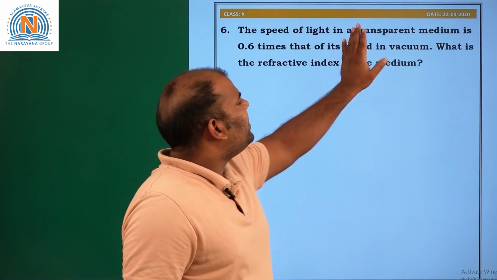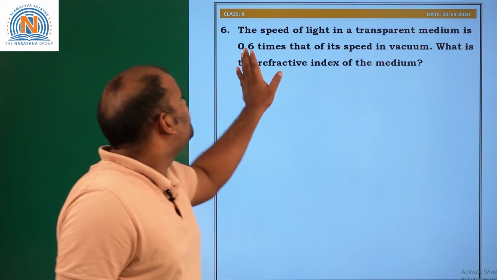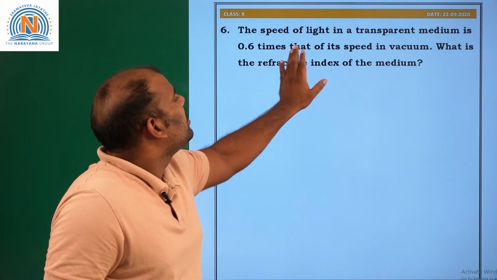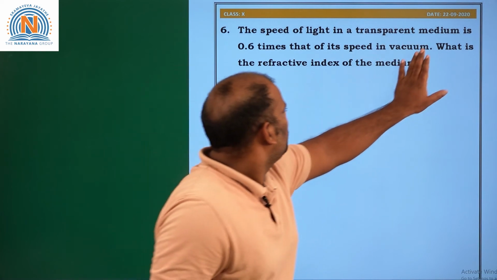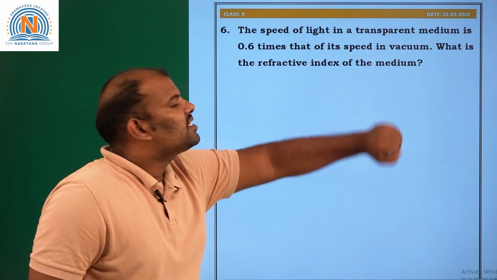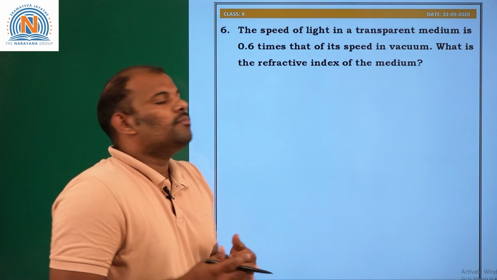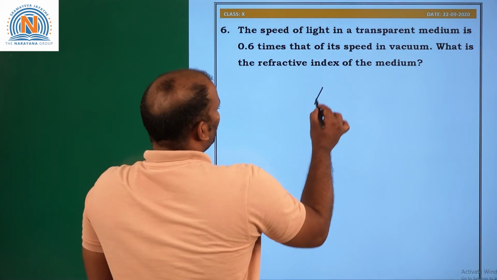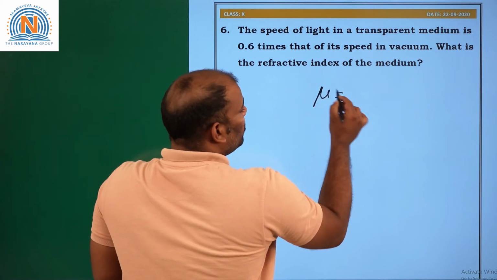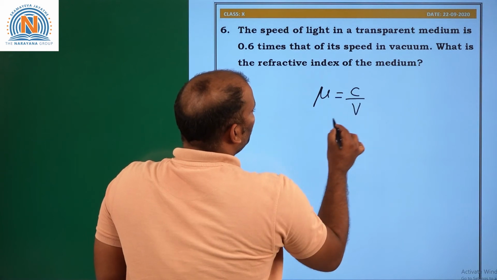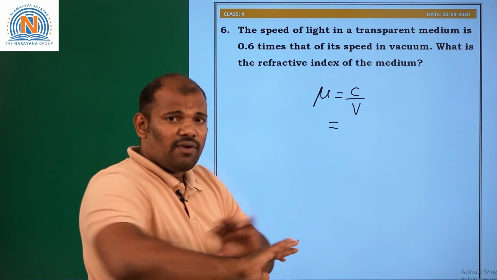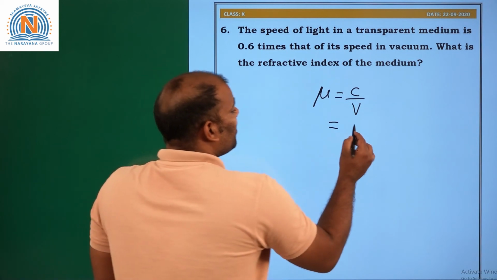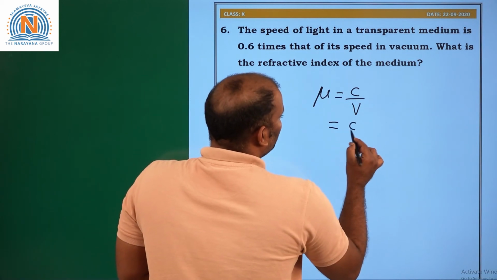The speed of light in a transparent medium is 0.6 times that of its speed in vacuum. What is the refractive index of that medium? So you have to find refractive indices again. So mu is equal to c over v. You know the value of c. Here I am not writing the value of c. Okay, I am just replacing as it is, I am writing c.